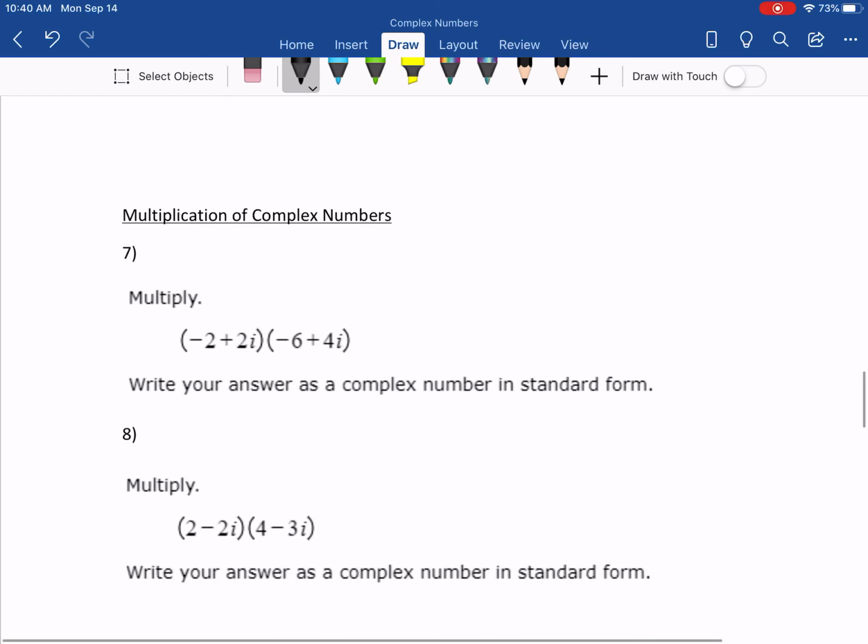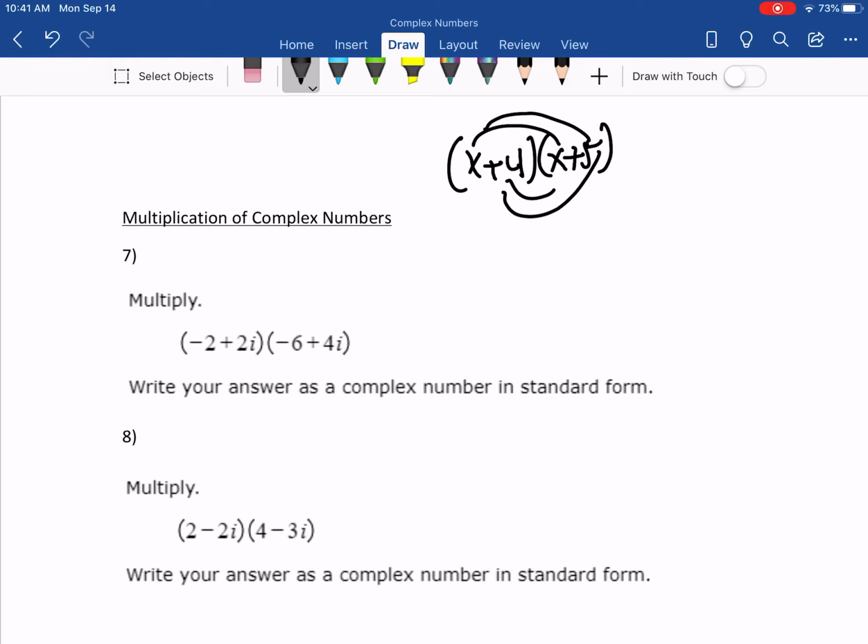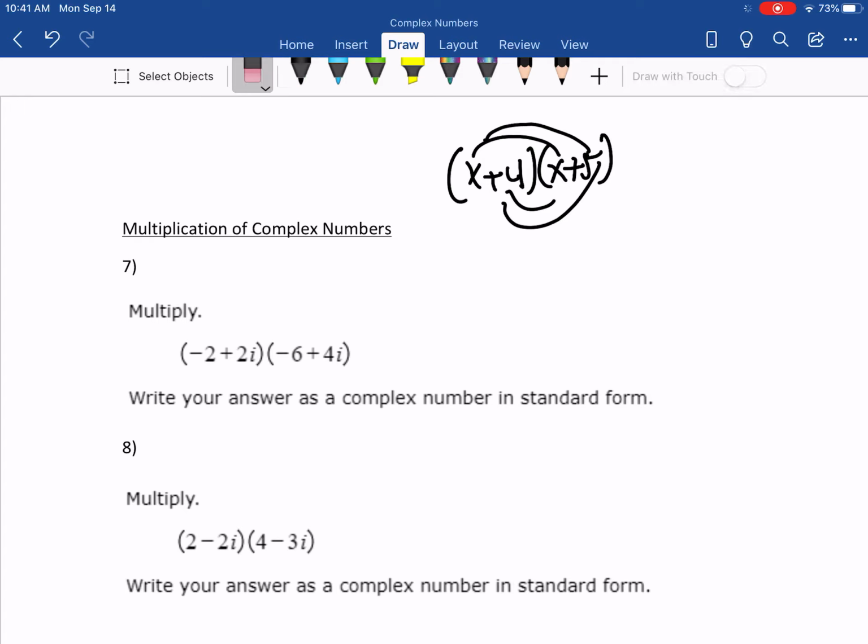Multiplication of complex numbers works just like multiplication of real numbers, right? If you had x plus 4 times x plus 5, you distribute the x, and then distribute the 4. Same thing for complex numbers.